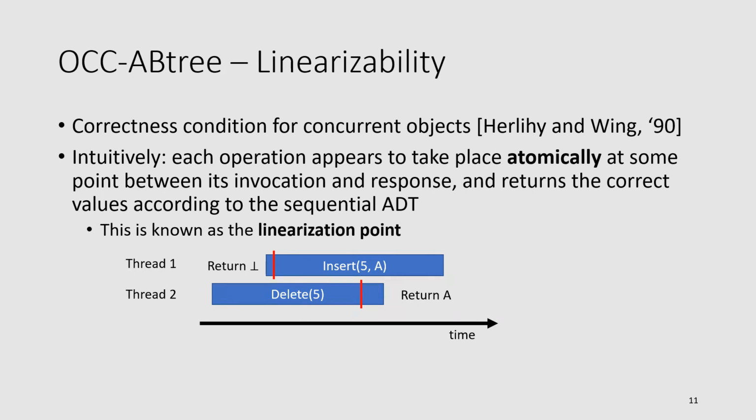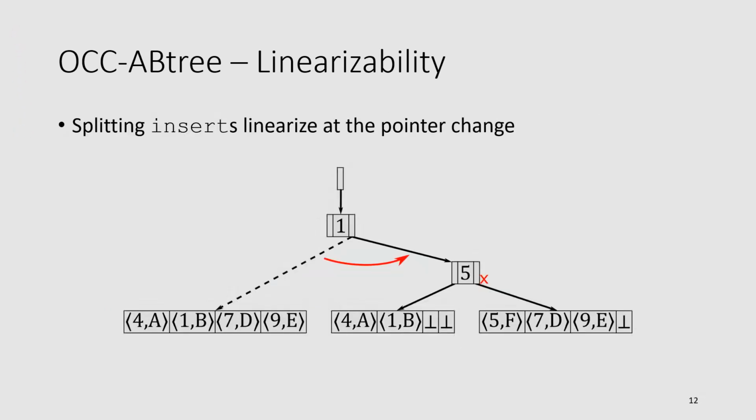The point at which an operation linearizes is called its linearization point. In the example below, the linearization points are shown by the red bars. The insert linearizes before the delete, even though it started after the delete. The insert returns null because it successfully inserted the key, and the successful delete returns the value that was inserted, in this case A. Let's take a look at some of the linearization points in the OCC A-B tree.